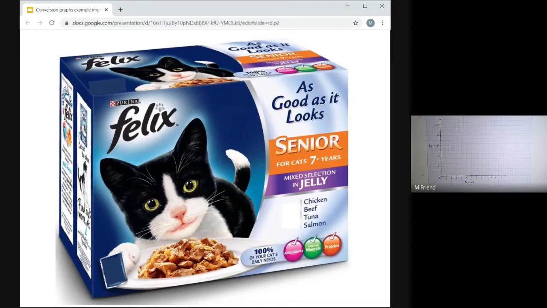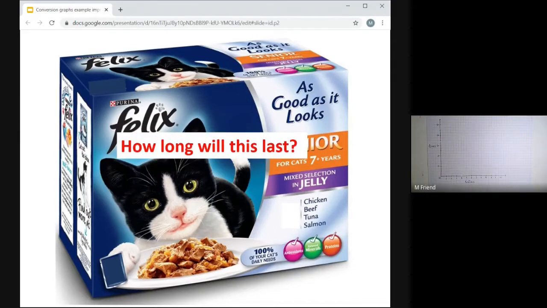So here's a massive box of cat food. I want you to imagine this is just an enormous, like the biggest one the supermarket sells. This is an enormous box of cat food. How long will that last for? It's enormous, after all. Now, there's various factors that will help us decide how long this will last for.